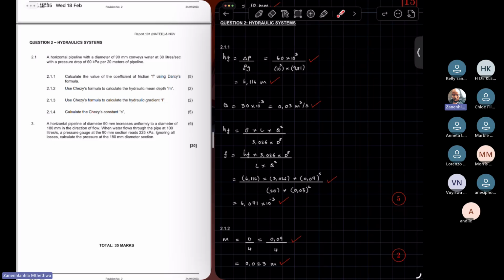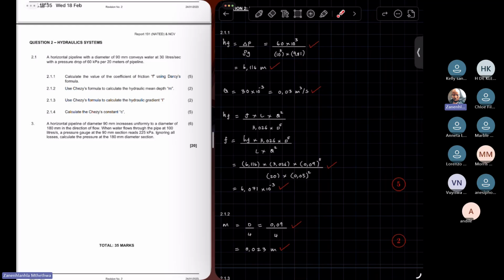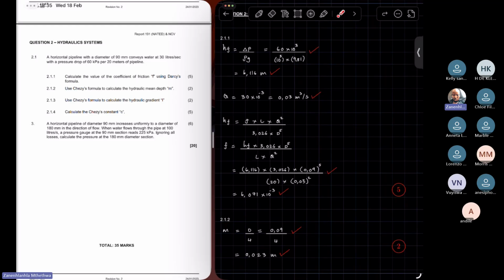Yes, sir. Right, so 2.1 reads as follows. A horizontal pipeline with a diameter of 90 millimeters conveys water at 30 liters per second with a pressure drop of 60 kilopascals per 20 meters of pipeline. Right. Now first interpret the information you've been given.